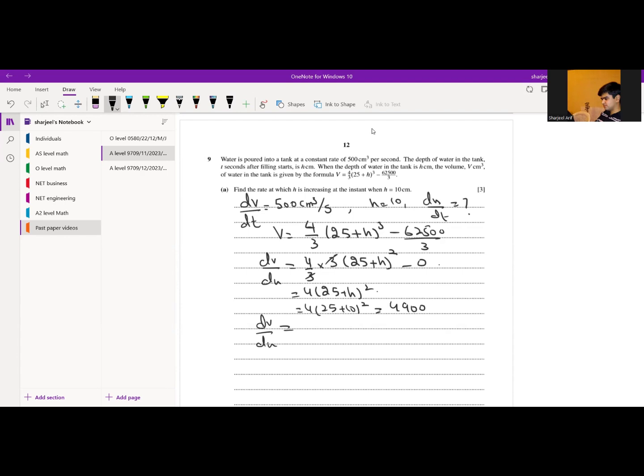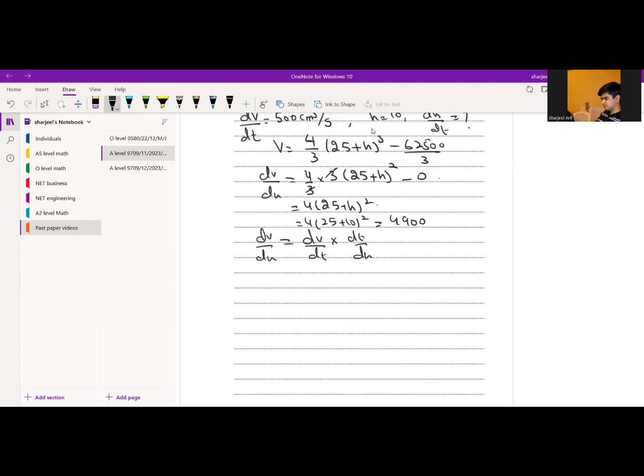Now apply the chain rule here: dV over dt equals dV over dh into dh over dt. Remember, when we have 3 variables, like in this question, we have volume, height, and time, you have to apply the chain rule to solve the equations. For dV over dh, we have 4900. dV over dt is 500. And dh over dt is what we have to find. So dh over dt will become 500 over 4900, which is 5 over 49, or you can say 0.102. That would be your answer.